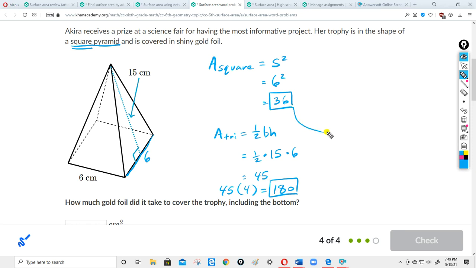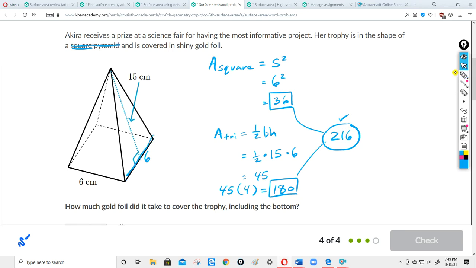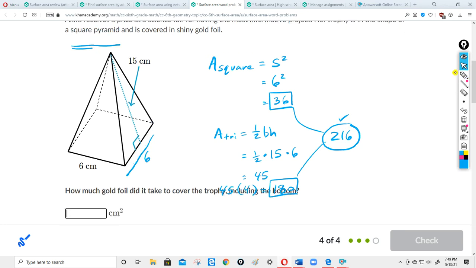Combining our areas, 36 plus 180 is 216. Final answer, right in the box, 216.